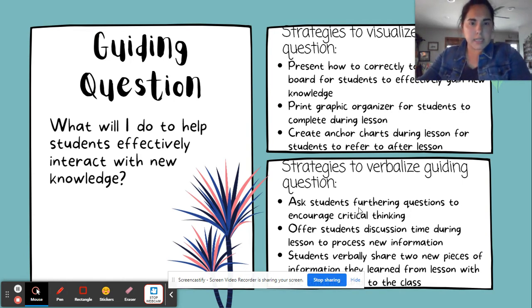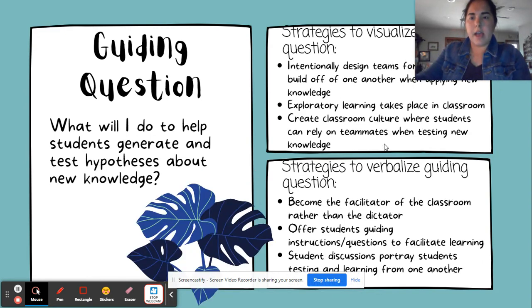And what it looks like in the classroom is presenting how to correctly take notes, providing graphic organizers for students, and creating anchor charts with the meat of the lesson rather than the fluff for everybody to refer back to. And what it sounds like in the classroom is asking students furthering questions to encourage critical thinking, offering discussion time for students, and then allowing students to verbally share a couple things they learned from the lesson.